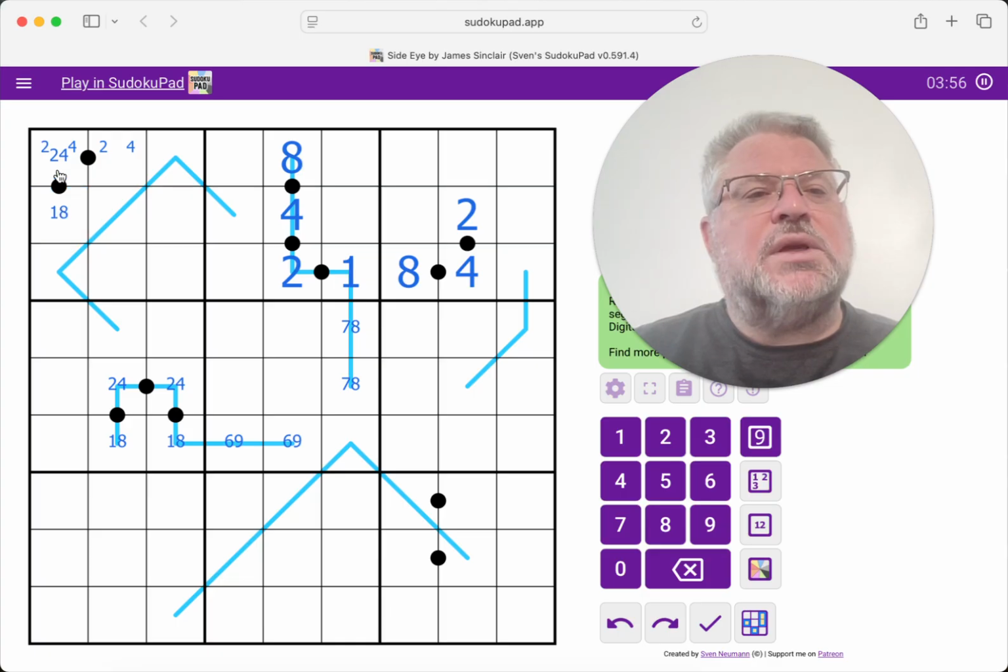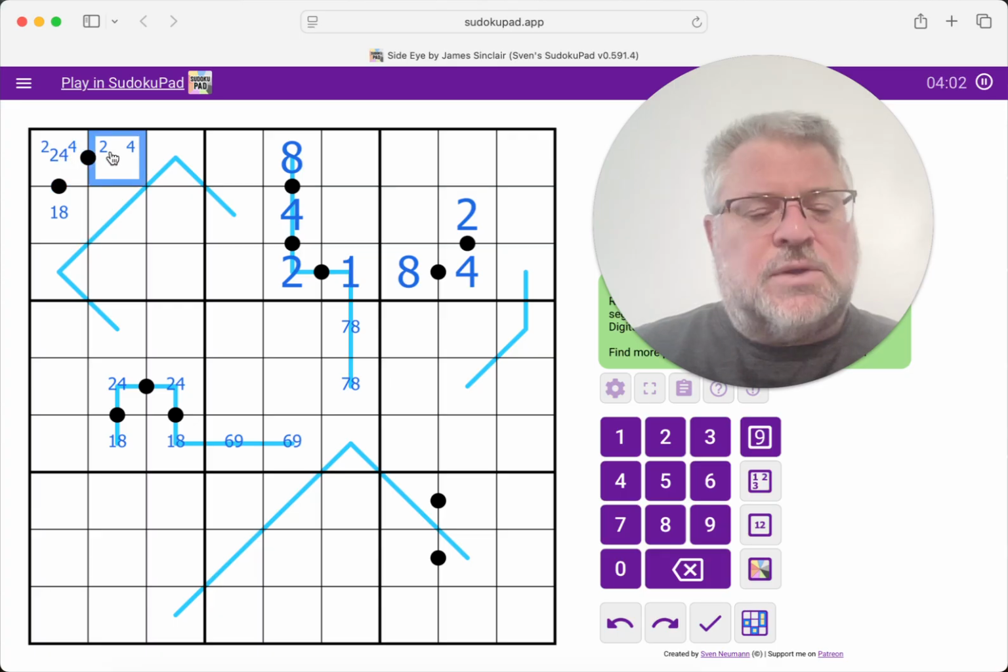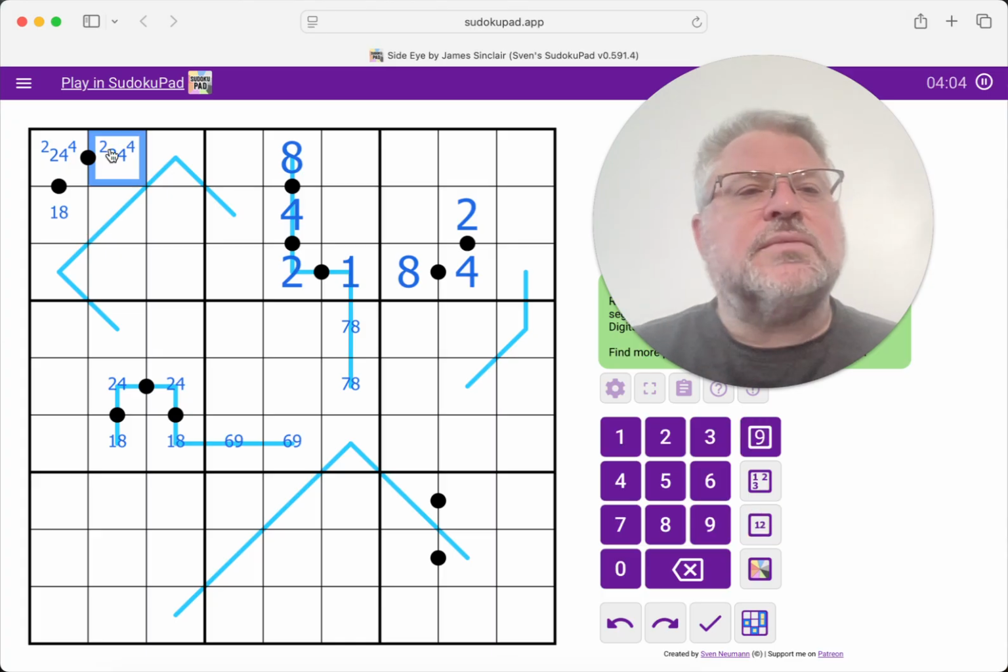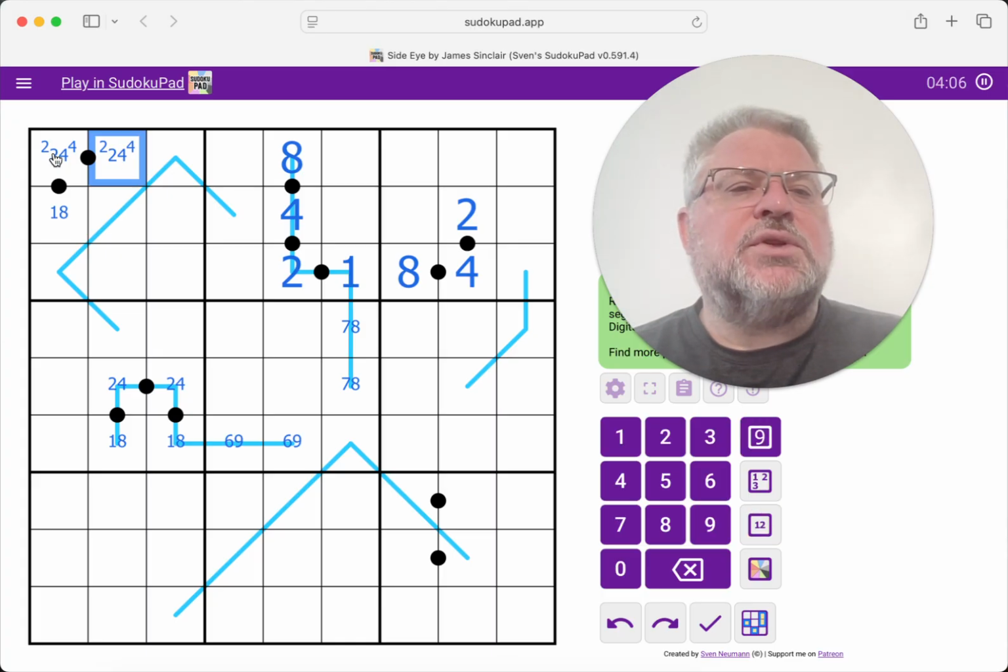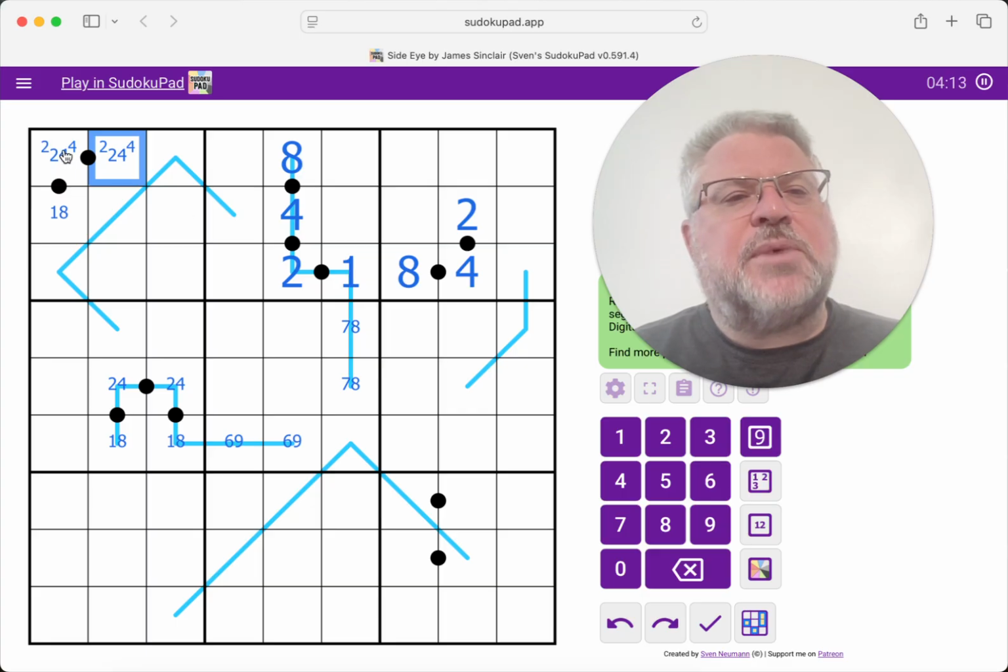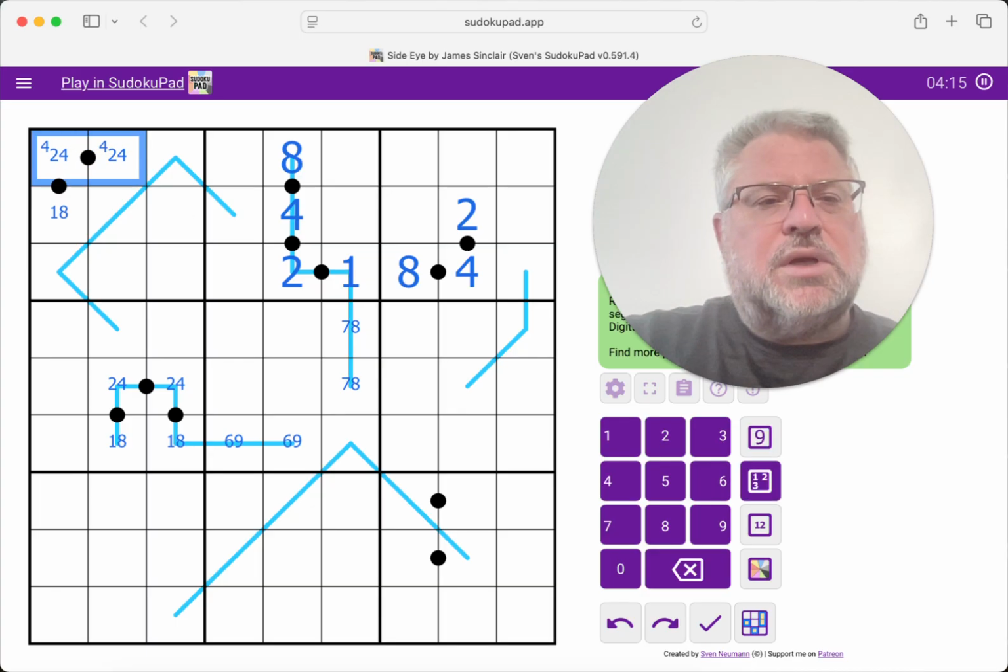If it goes 1, 2, 4, or 8, 4, 2, is that right? Is this another 2-4 pair? We tried to put 1 in here. 1, 2, 4 is ruled out, and we can't put 8 in here for 2 reasons, because it would also go 8, 4, 2. All right, so that's a 2-4 pair. We can remove our corner pencil marks.